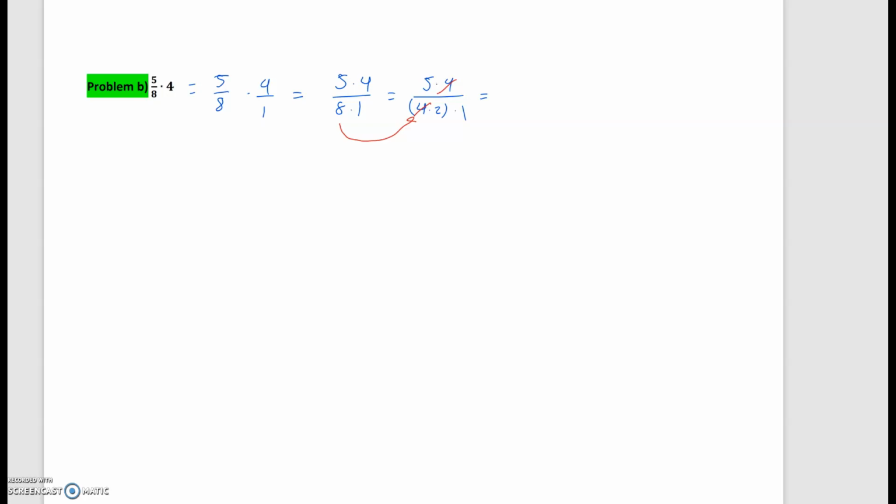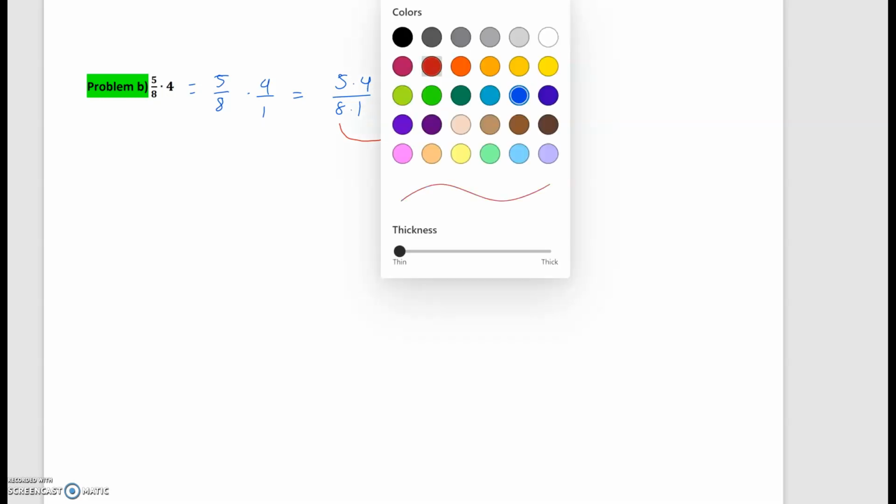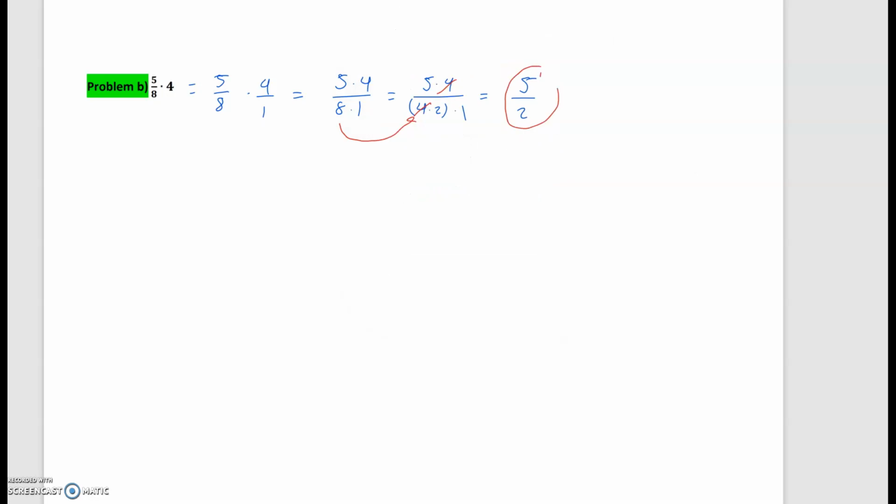So in this case, you're going to be left with 5, technically 5 halves. That's going to be our final answer on this one. That's actually it for this one.